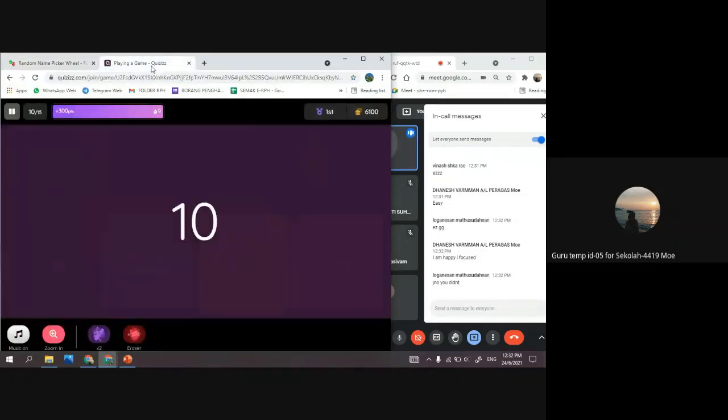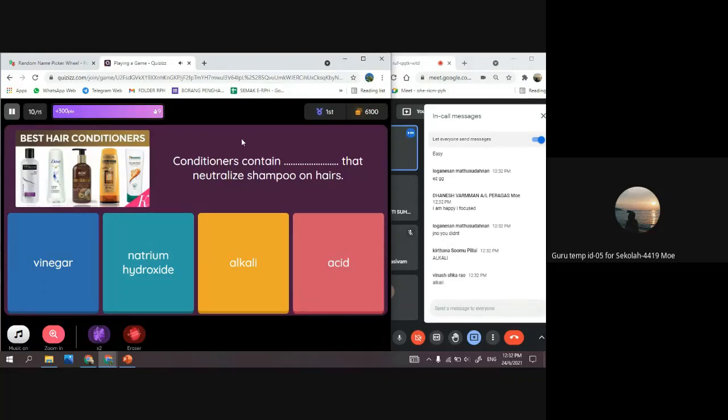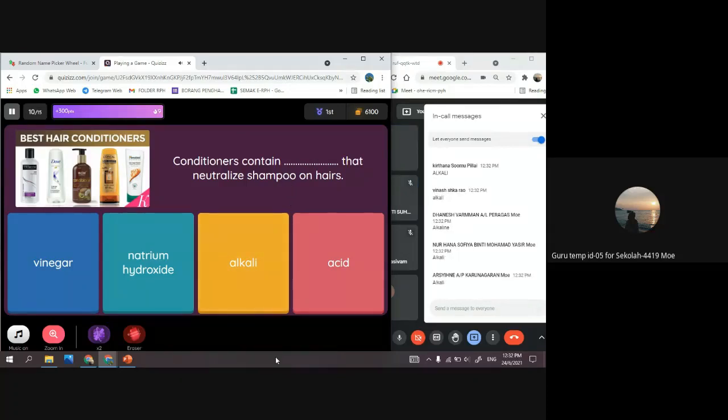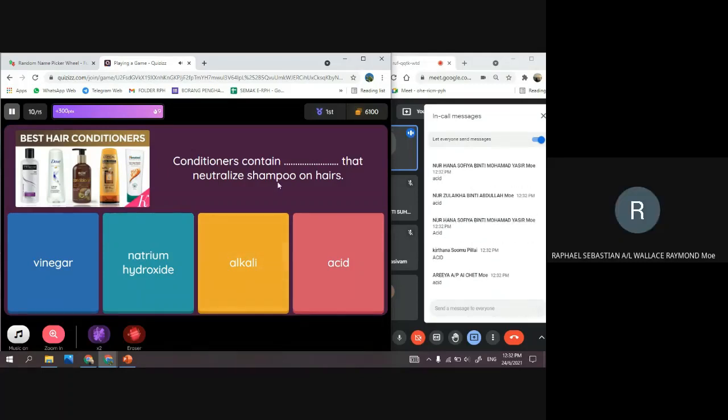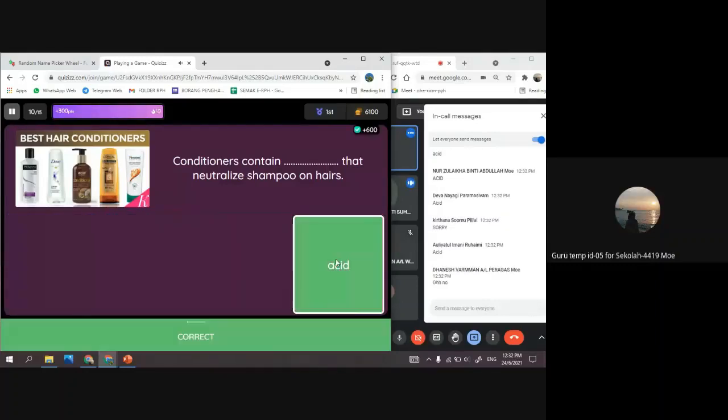Okay, tak apalah ni kita tak payah pick person lah ni. Kalau kamu tahu, kamu boleh tulis dekat ruangan chat. So, conditioners contain what? Okay, alkali. Are you serious? Shampoo kan dah alkali. So, kalau kita add conditioner yang alkali, so double alkali. Acid, right? Yeah, acid. Remember that? Oh, ingatkan shampoo. Acid. Yeah, conditioners.